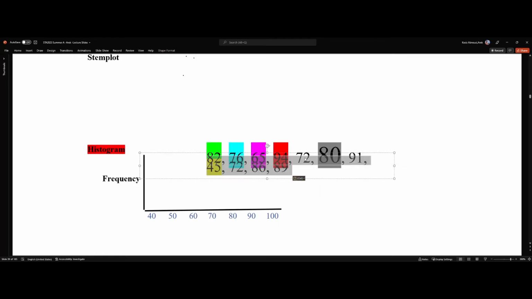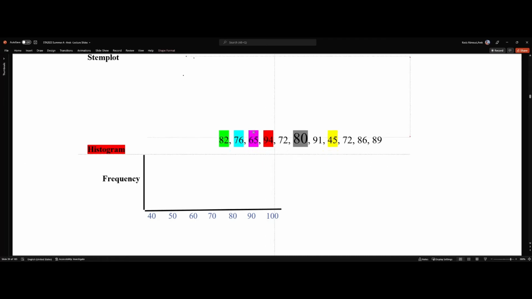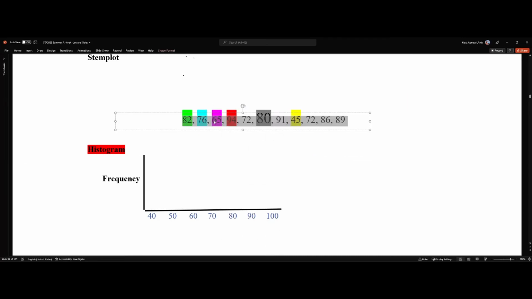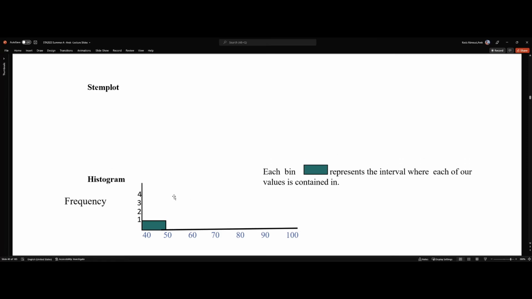It's the same thing again. So we use interval points because we have the smallest value, 45, and the largest, 94, and we include the 100, and then we proceed. Each bin over here represents the interval where each of our values is contained.